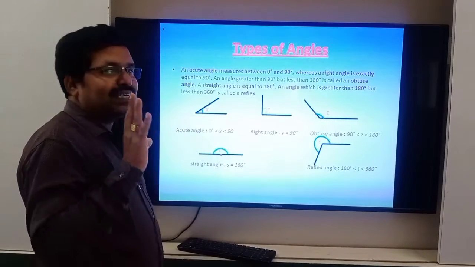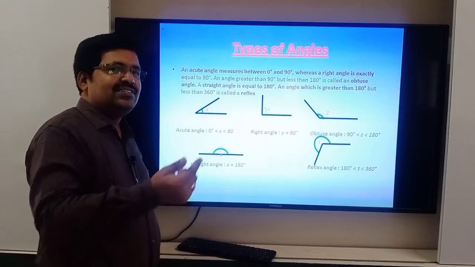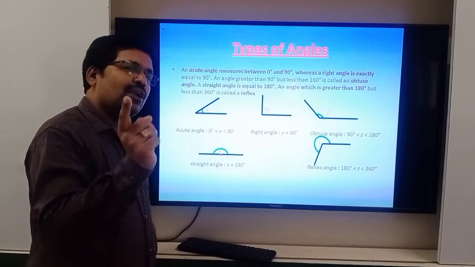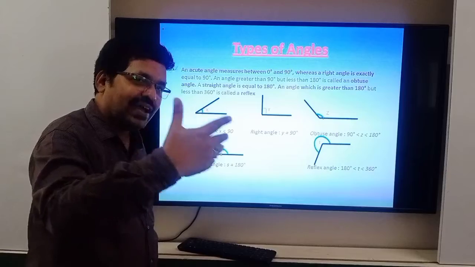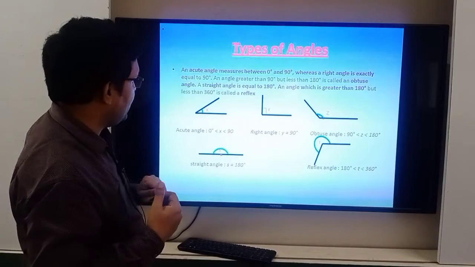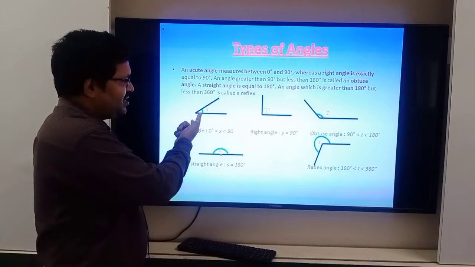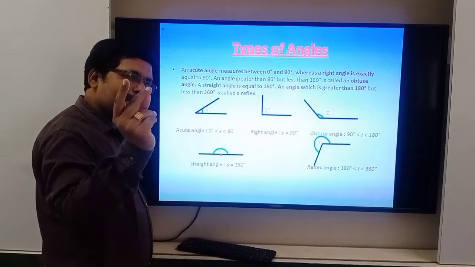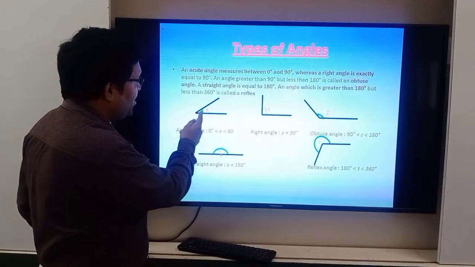Then what are the types of angles? This is an introductory class, you all know them, but still it is good to revise. So what are the types of angles? What is this angle? You know it already, tell me. It is acute angle.